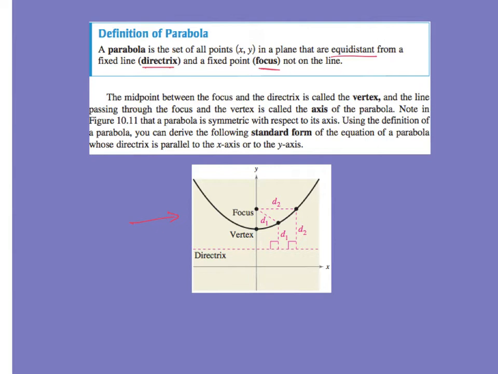I want you to write down, before we even get to the next page, that the distance between the vertex and the focus is going to be called P. All right, the distance between the vertex and the focus is going to be called P. If you understand your P, you know everything.